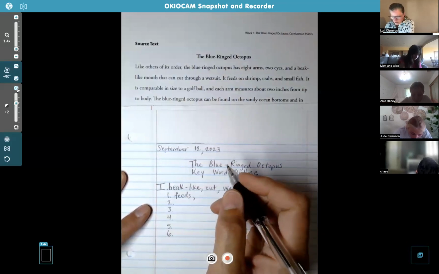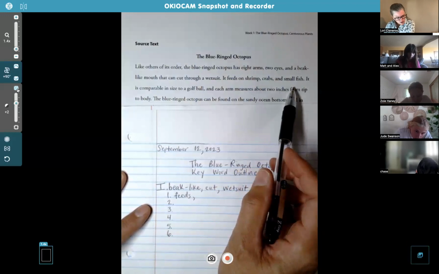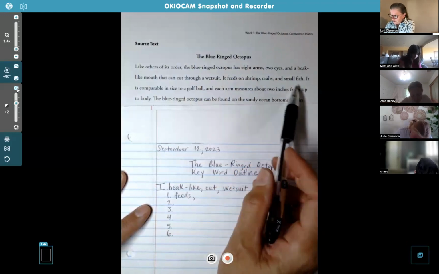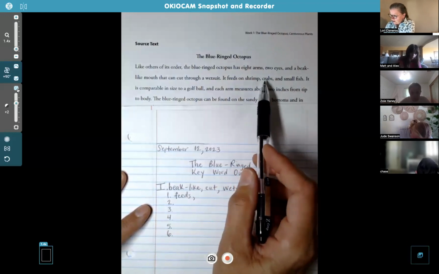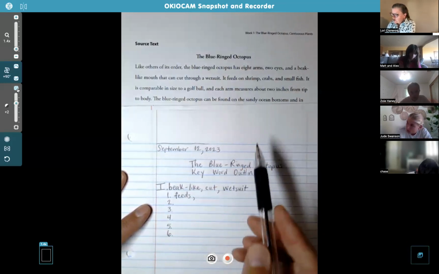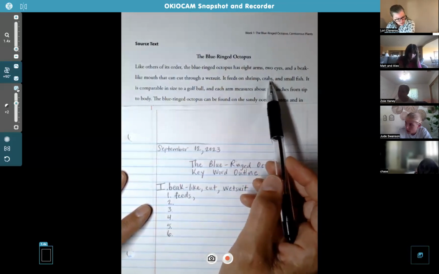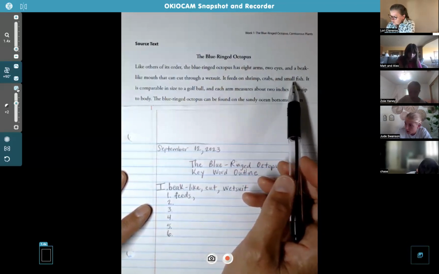And then I'm going to write down what it eats. So it eats shrimp, crabs, and small fish. That's 4 things. So that's 3 things, and we already have feeds. So you can either choose shrimp and crabs, or crabs and fish, small fish.